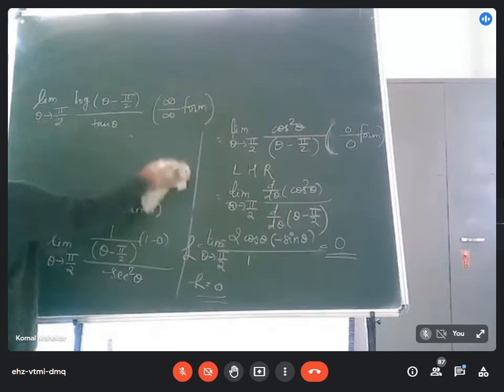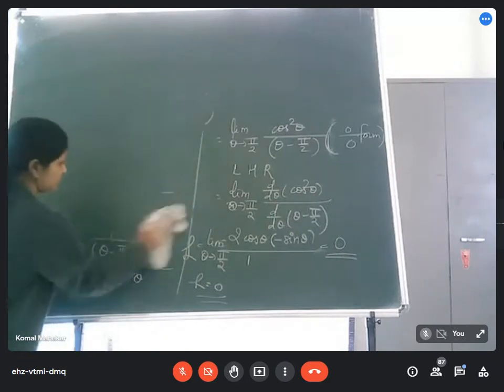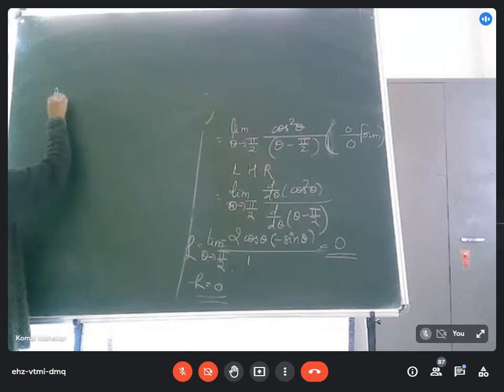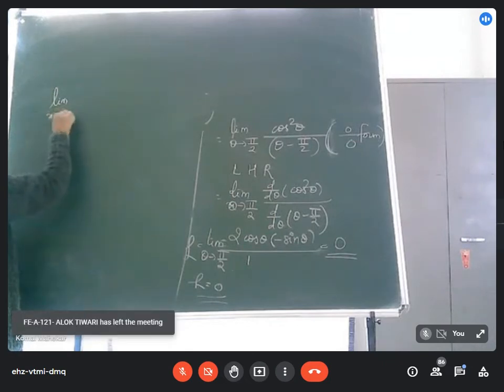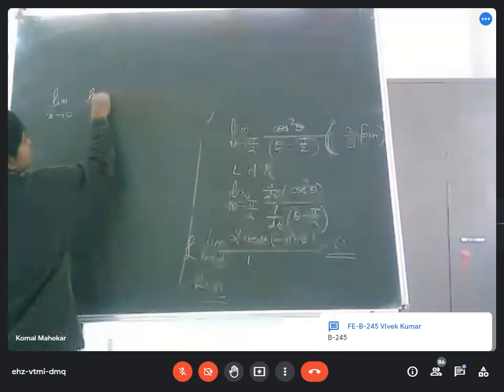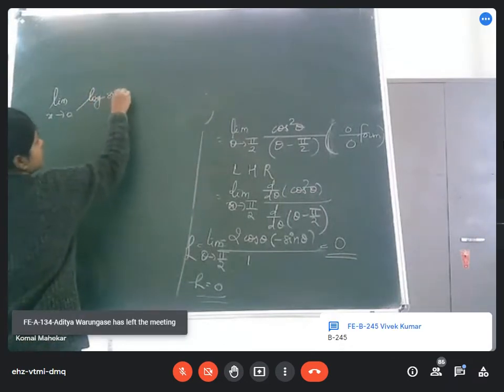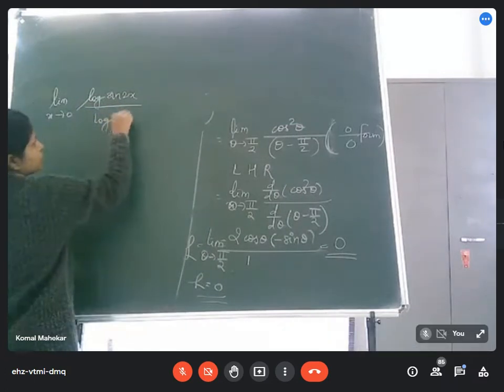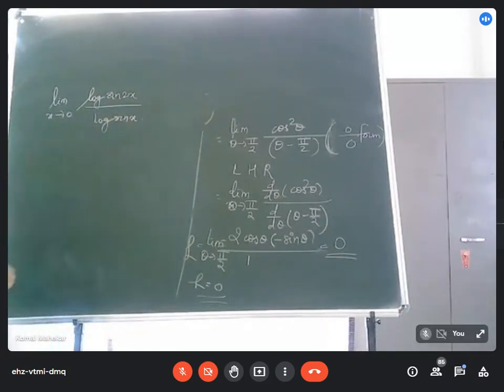We consider the second example: the limit as x tends to 0 of log of sin 2x upon log of sin x. Try to solve this problem.